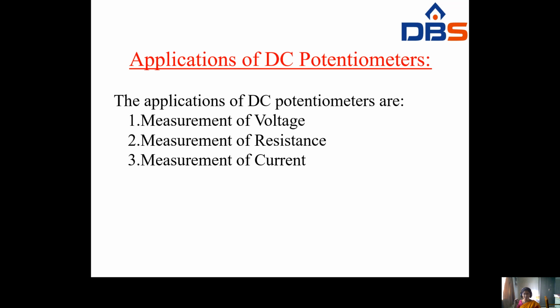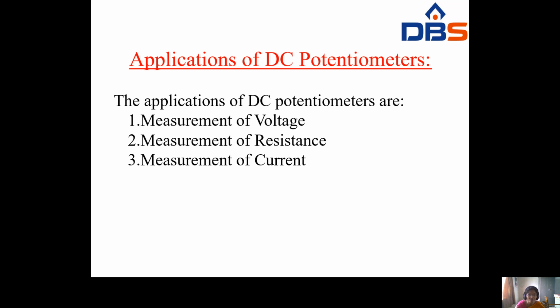See, applications. Now we have to see the applications of DC potentiometers. The applications of DC potentiometers are measurement of voltage, measurement of resistance, and measurement of current. These are the main applications of DC potentiometers. That means by using DC potentiometers, we find the measurement of unknown voltage, unknown resistance and current, in terms of unknown EMF.